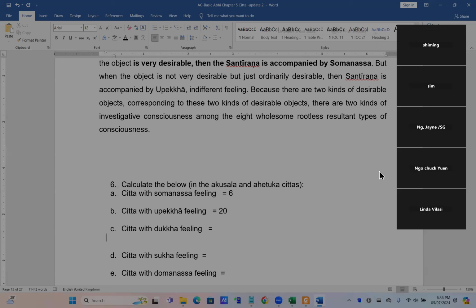Are you able to answer? Okay. And the next question will be how many with the sukha feeling? All right. Okay, no answer from me. Okay. Jen, Jen from Singapore. Can you answer how many with the dukkha feeling and sukha feeling?